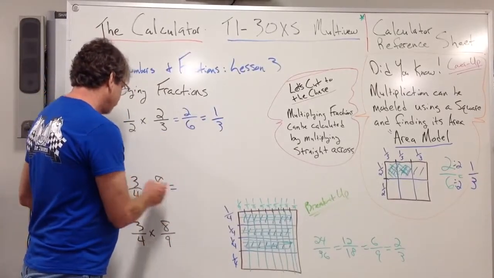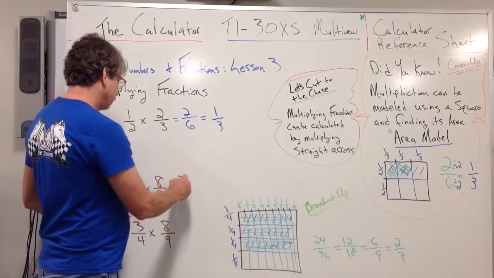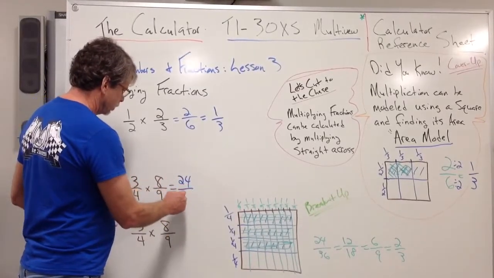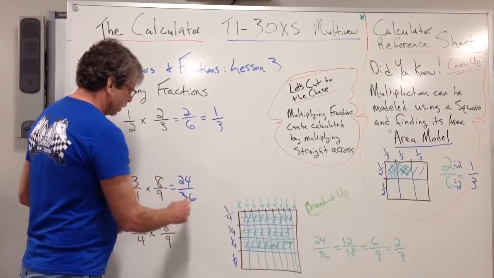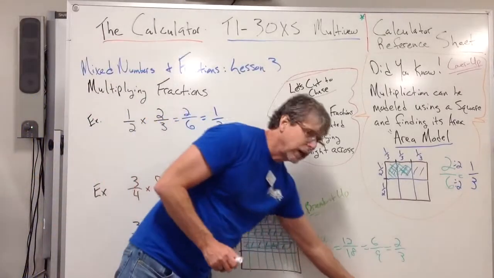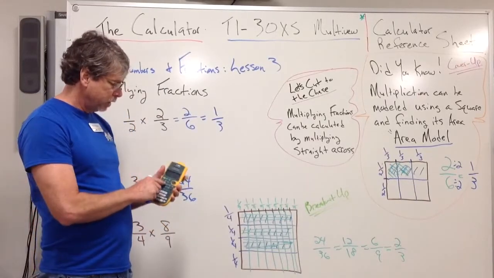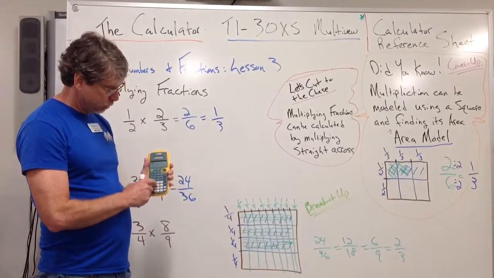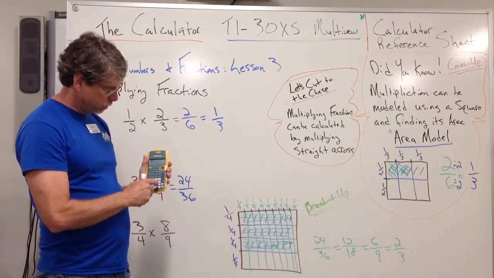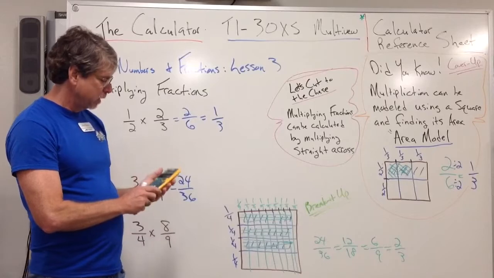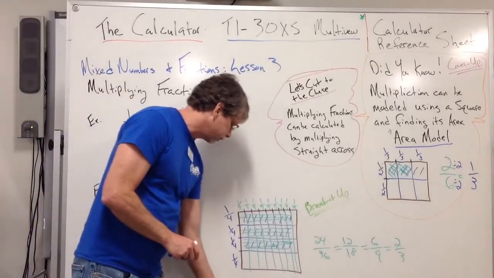So we have 3 times 8 is 24. 4 times 9 is 36. Again, if you want, you can let the calculator reduce that for you. So I hit the N over D button, hit 24, down arrow, 36, hit enter. That gives me 2/3.